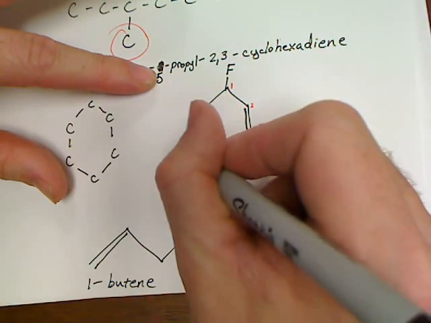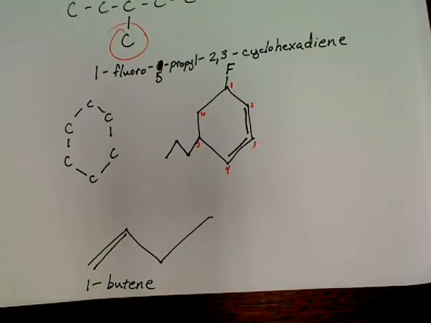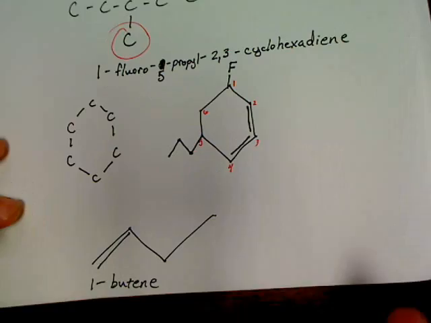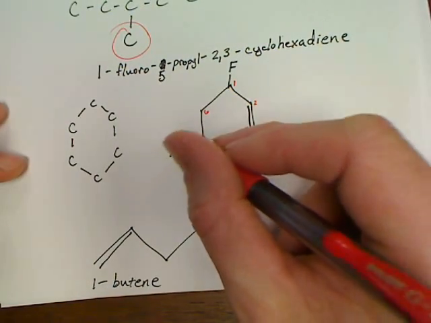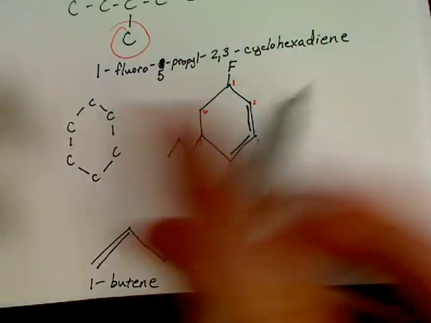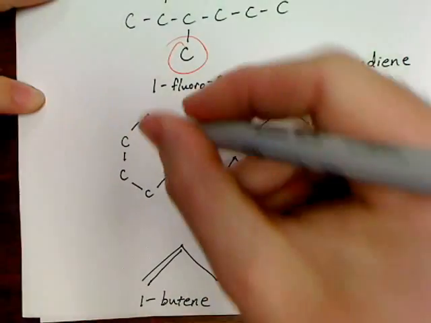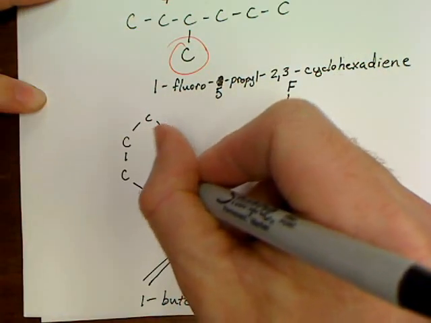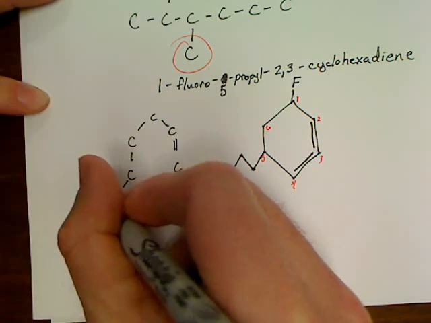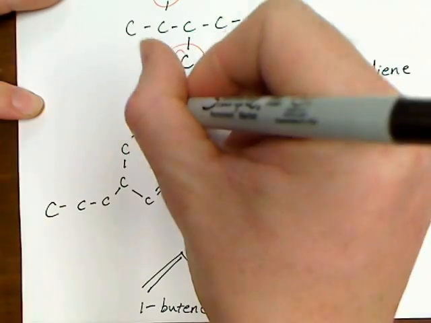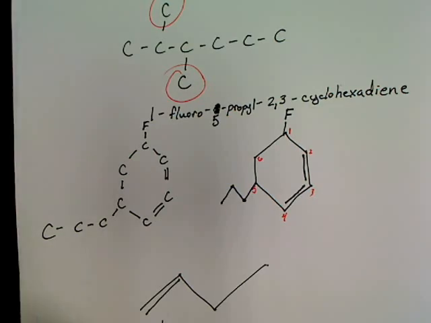1, 2, 3. I just stuck a propyl group on the side of number 5. 1, 2, 3 carbons. So this skeleton is the same as me doing this. There. Same picture.